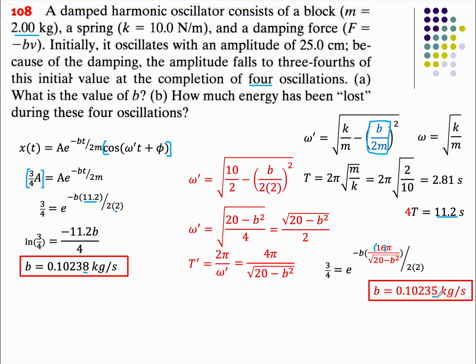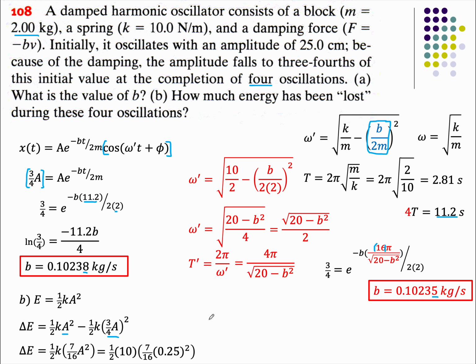Part B, how much energy has been lost? Well, if you remember, the energy of an oscillator is 1/2 k a squared. In this case, our change is the original amplitude to when it goes down to 3/4 of the amplitude. If you do that real quick, you'll end up with 7/16 A squared is that term there: 1 squared minus 3/4 squared. Plugging in our numbers, k is 10. The initial amplitude is 0.25. And if you solve it, you get 0.137 joules have been lost.